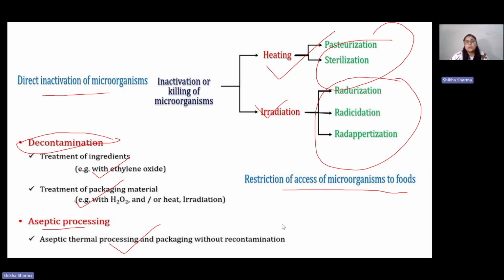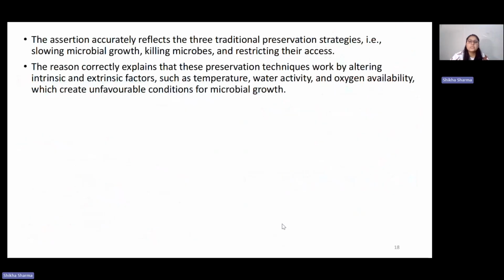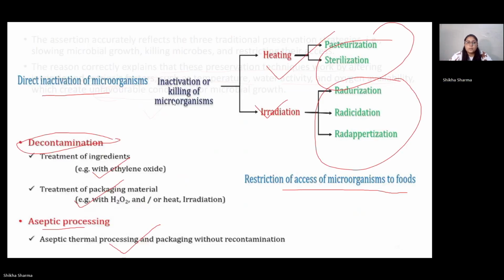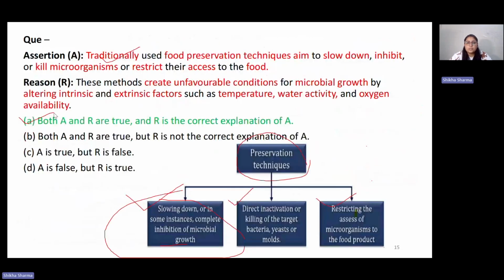So here in this question, as we discussed, the assertion is true because all these three traditional preservation strategies are correct, and also the reason explains the assertion correctly: the preservation techniques basically work by altering the intrinsic and extrinsic parameters like temperature, water activity, and oxygen availability, so that an unfavorable environment for the growth of the microorganisms is created and the microorganisms die. So here A is correct: the assertion and the reason both are true, and the reason is a correct explanation of the assertion.